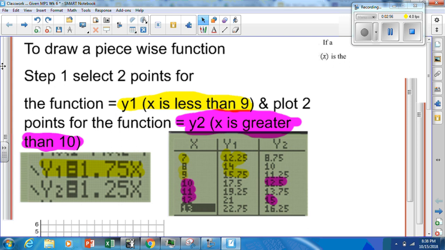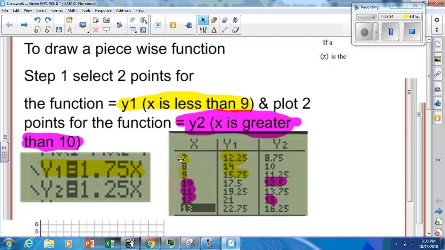Now let's think about this. The function y1, or $1.75, happens when x is less than 9. And y2 happens when x is greater than 10. So when x is greater than 10, we use $1.25. When x is less than 9, we use $1.75. So the corresponding points represent these functions. So let's see what this means, all right?